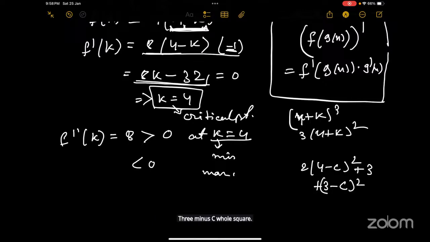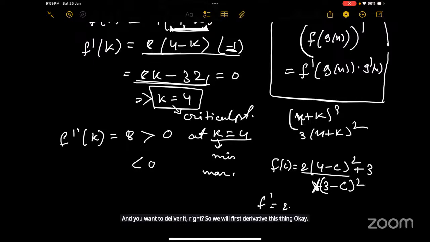No, ma'am. You mean the 3 should be multiplied by... Yeah, into. So this is your function f of c. And you want to take its derivative, right? So we will first differentiate this thing. 2 is here. We will first differentiate 4 minus c whole square.